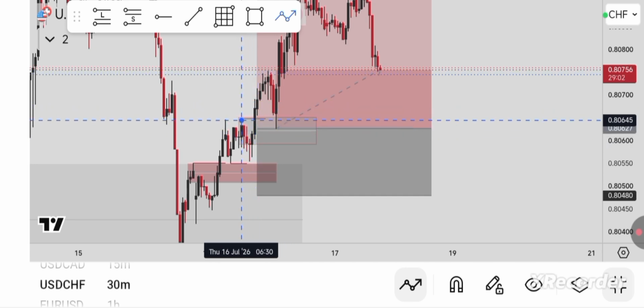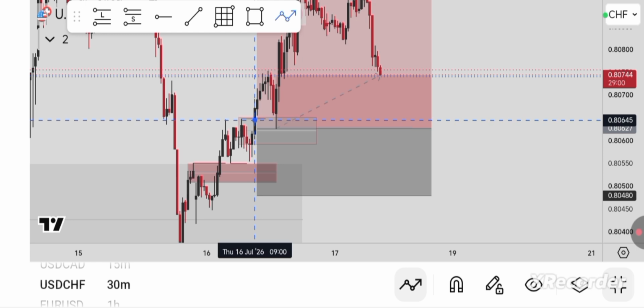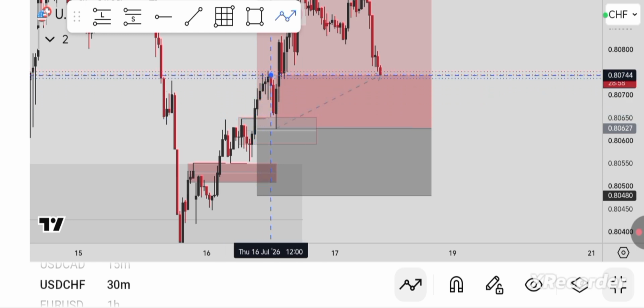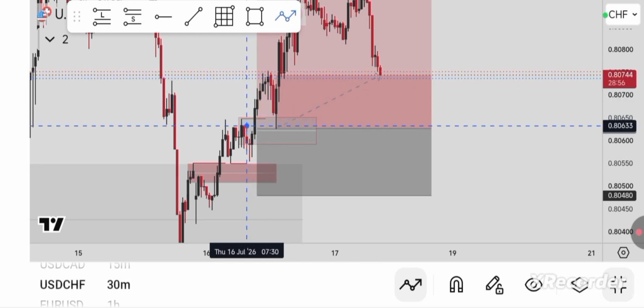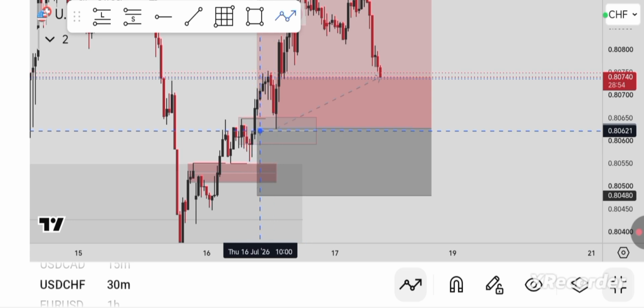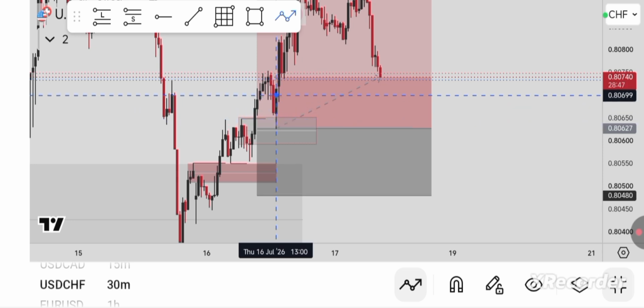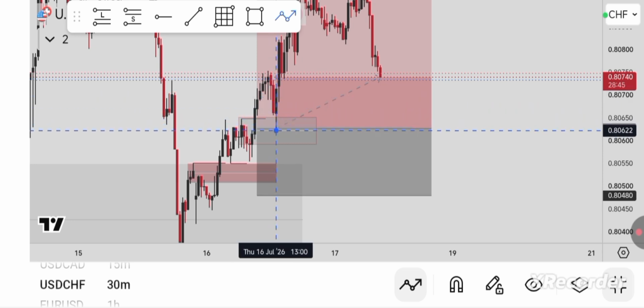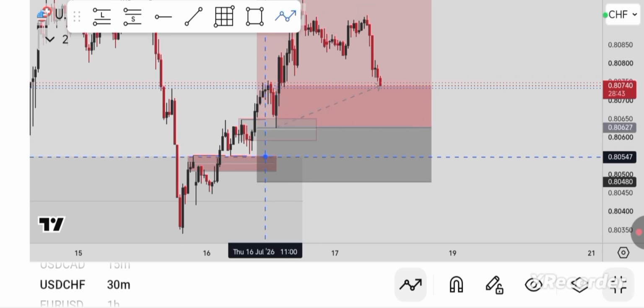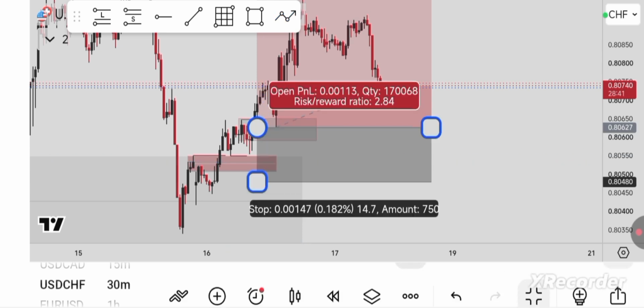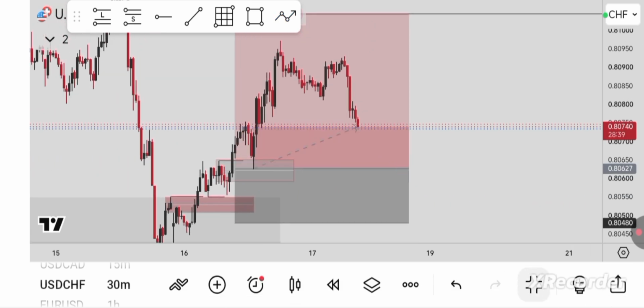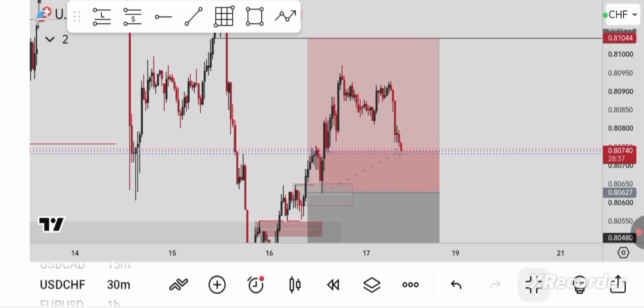Since I could not take the trade after the break of the structure, I waited for the market to come back to this key level, and there is a fair value gap which increased the confluence. And as you can see, the market came and tapped it. I actually took the trade and it went up. As you can see, the market started going up.